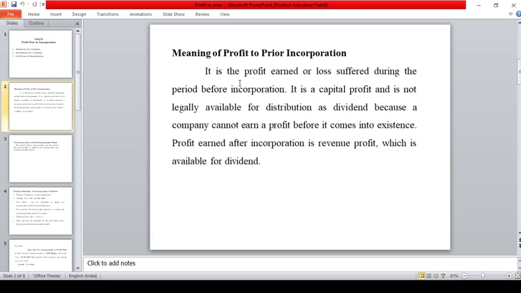Whatever profit is earned by the business before incorporation, we cannot distribute that profit as a dividend to the shareholders. Profit earned after incorporation is a revenue profit, which is available for dividend. Whatever profit is earned after the incorporation, it is possible to distribute as a dividend; a part of the profit is distributed as a dividend to the shareholders. So this is the meaning of profit prior to incorporation. Only 2 things you have to keep in mind: whatever profit is earned before the incorporation is the capital profit, and after the incorporation is the revenue profit. This is the more important thing.